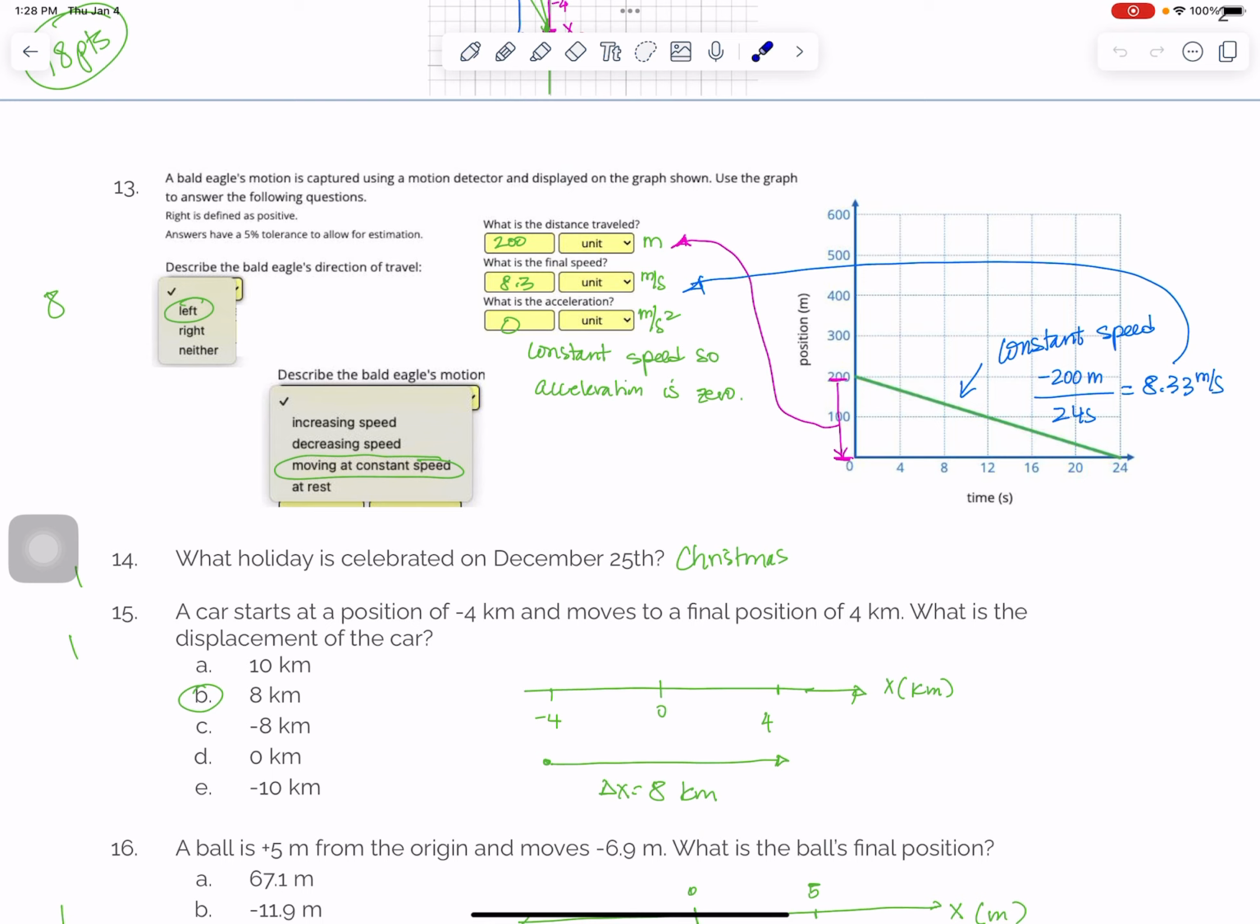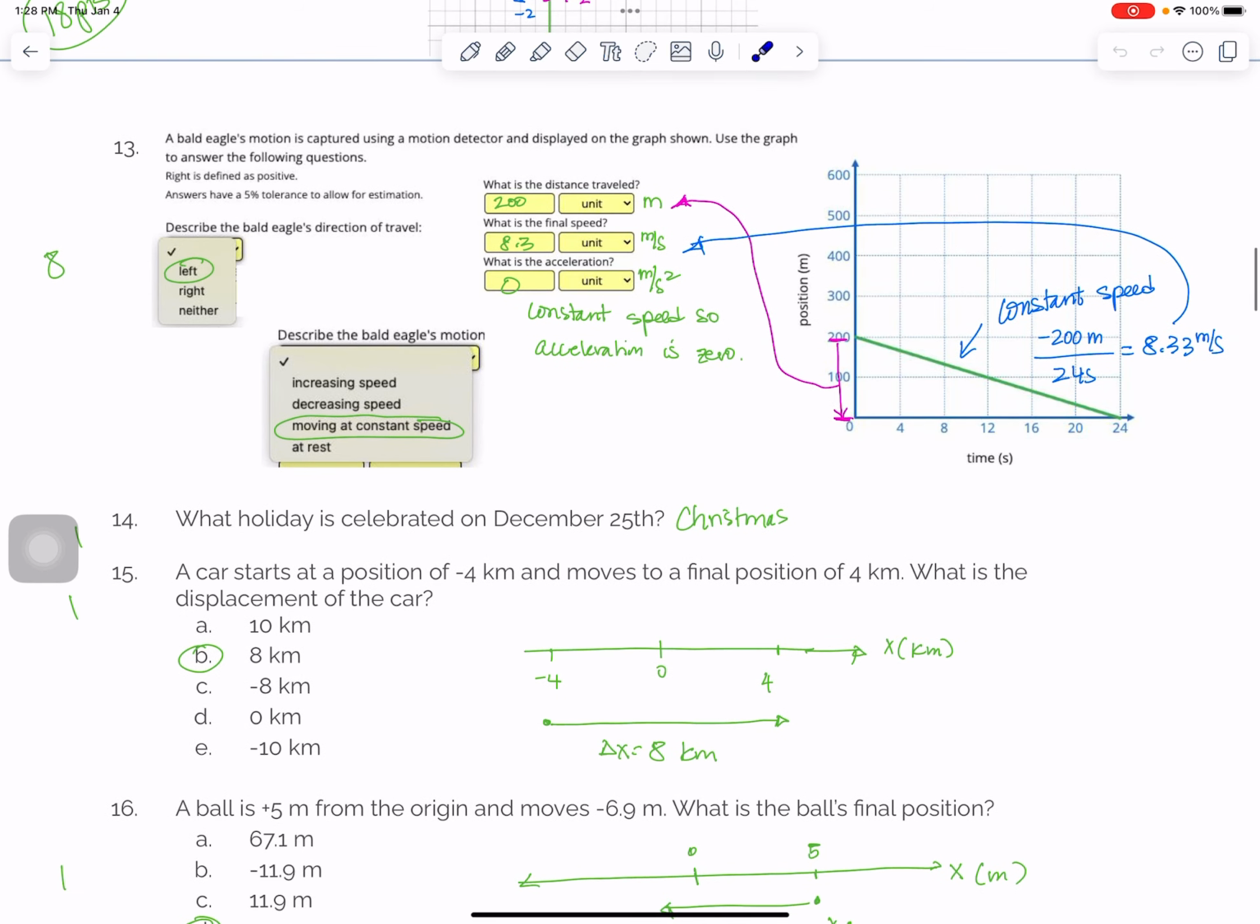Okay, next one, bald eagles captured using the motion detector on the graph. Use the graph to answer the following questions. What is the distance traveled? So here's my initial position at time 0. My final position is 0, and so the distance traveled is 200 meters.